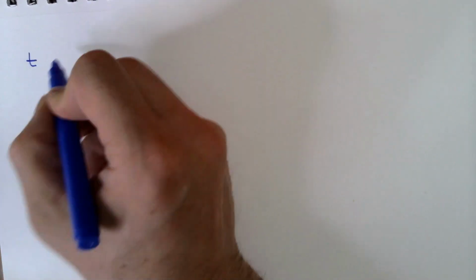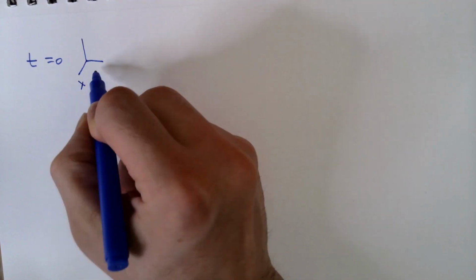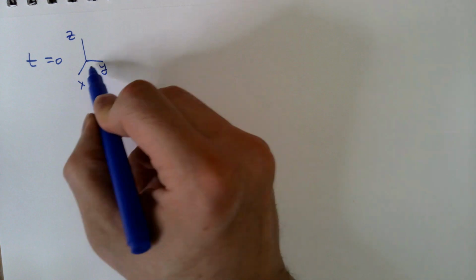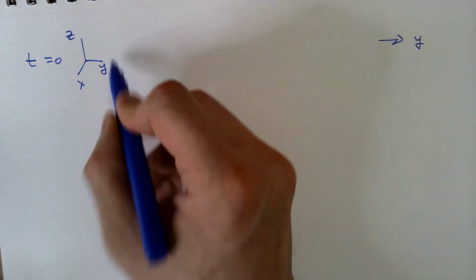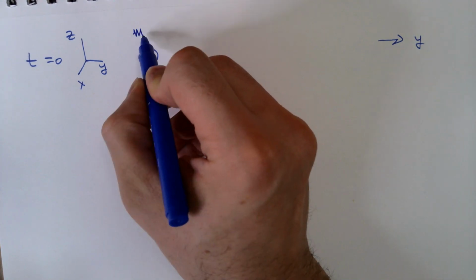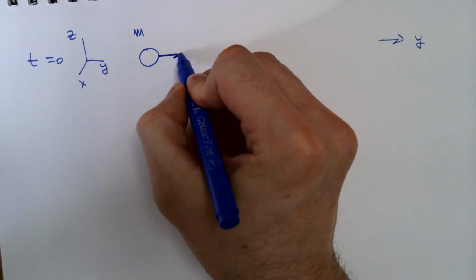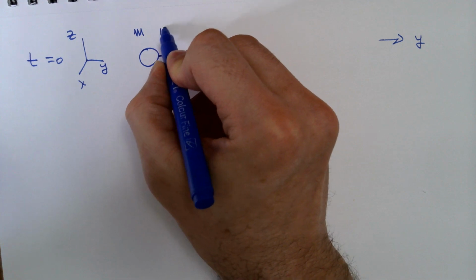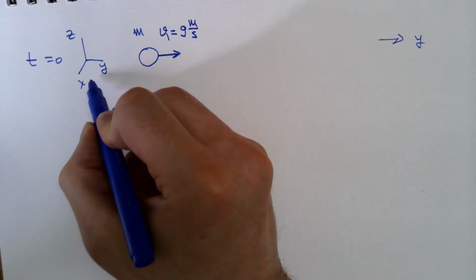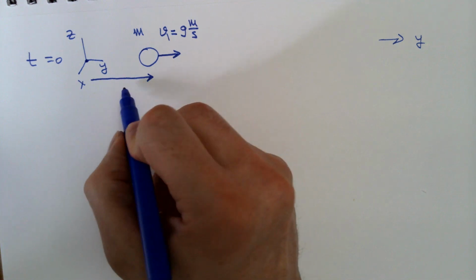Let us say that here at time t equals 0, we have this reference frame x, y, z. We have, in the y, so this is positive y direction, as you can see, particle 1 over here with the mass m, and it is moving in this direction with the velocity, let's say v1 is 9 meters per second. The distance of this particle from the origin is, let's say, 1 meter.